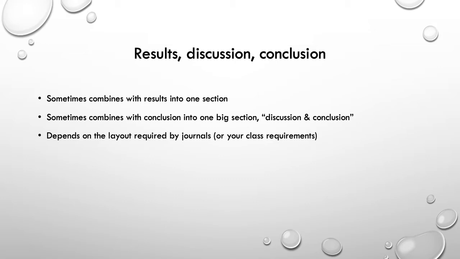Depending on the requirement of the journal, or depending on what your class teachers require you to do, you would write your research paper maybe slightly different. Results, discussion, conclusion, in some cases they can be written together, and in other cases they can be written separately. Sometimes results and discussion are combined into one section. Sometimes conclusion and discussion are combined into one section. For the purpose of your report, you will be writing discussion and conclusion as one section together.